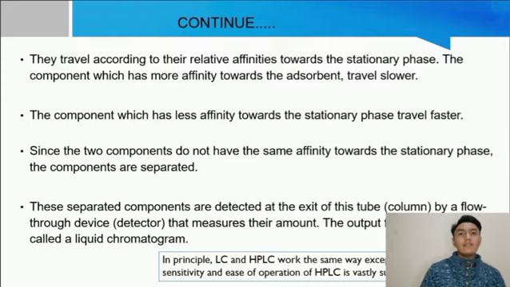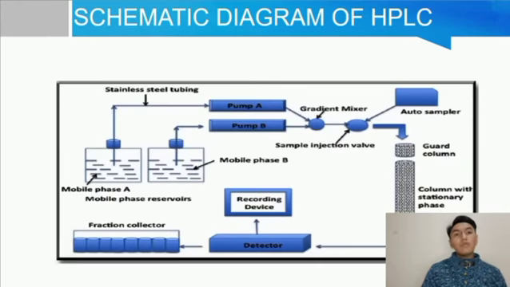The components are separated. These separated components are detected at the exit of the column by a flow-through device known as a detector that will measure their amount. The output from the detector is called a liquid chromatogram.